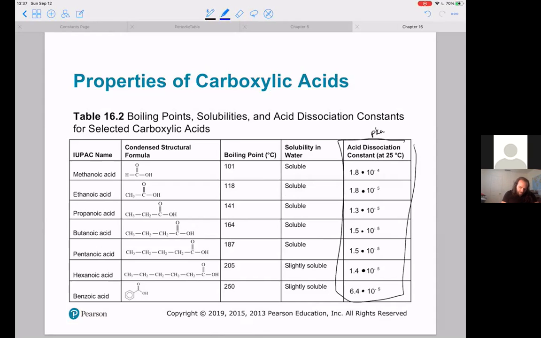Big thing to take away from this chart, notice how if we're increasing in number of carbons, we're also increasing in boiling point. This is a trend that we've seen for every single functional group that we've studied. And then lastly, we also talked about solubility. We say 5 and below would be soluble. As you get larger, you get into that slightly soluble range. And eventually, once it's large enough, it would be insoluble.